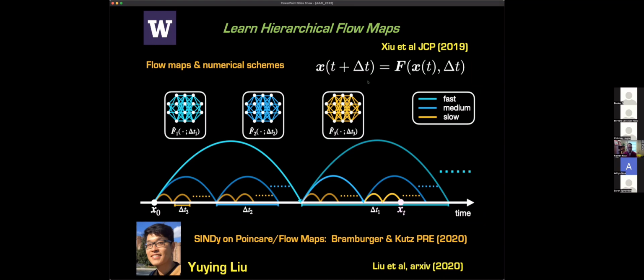However, a neural network doesn't have such constraints. If you have rich data, you can actually just say, look, I want to learn flow maps for long time scale steps, medium time scale steps, small time scale steps.